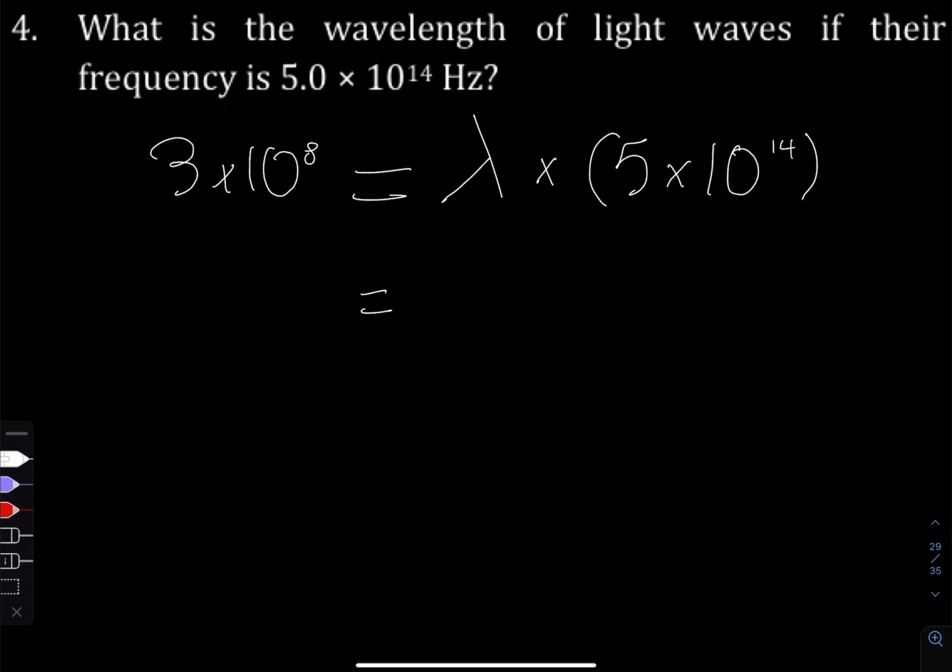So when we divide both sides by this, we're going to get 6 times 10 to the negative 7 meters. Usually when you get a range kind of like that, you can write it as 600 nanometers also. So both are correct.